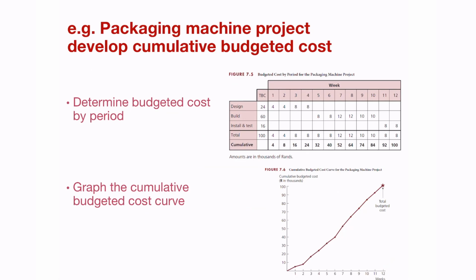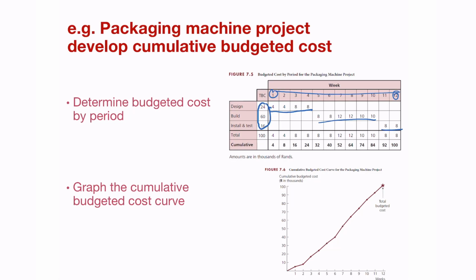So let's have a look at the example of the packaging machine and the cumulative budgeted cost. So here's your time phase budget. It starts off with week 1 through to week 12, and you have the TBC, total budgeted cost, of 24, 60 and 16. And what you've done is just phase it over a period of time in terms of when that money is going to be spent.